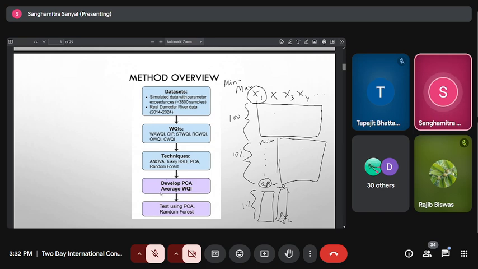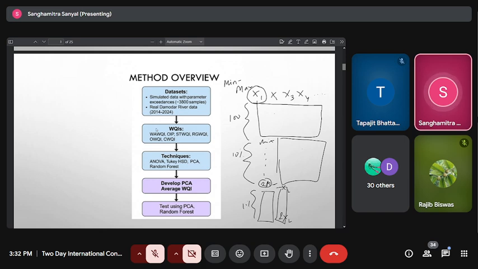Because of this, I had to develop basically another data, which was another water quality index, which was basically a PCA average of these. I then used the same simulated data set and compared the PCA average water quality index with these six. And once I was satisfied, then we used real data from Damodar River, real data from Damodar River from 2014 to 2024.